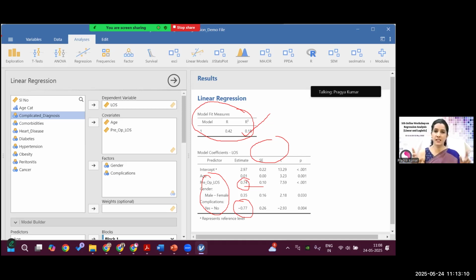So for linear regression, there are two purposes. First is to know the magnitude of the relationship between the predictor variable and the independent variable.